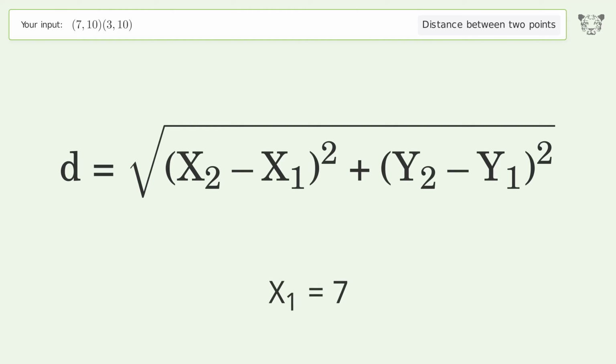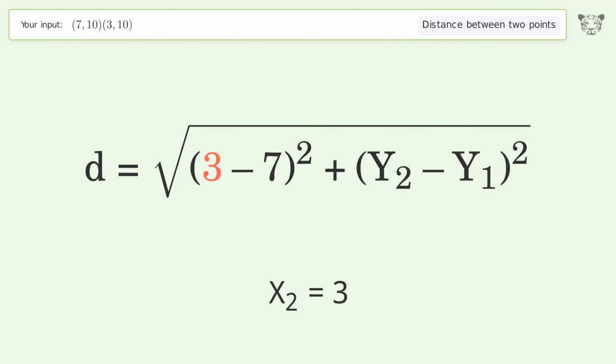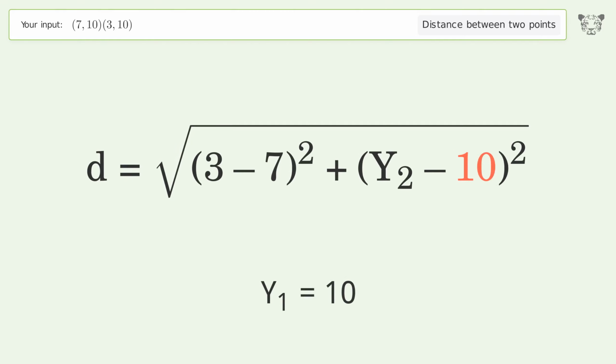x1 equals 7. x2 equals 3. y1 equals 10. y2 equals 10.